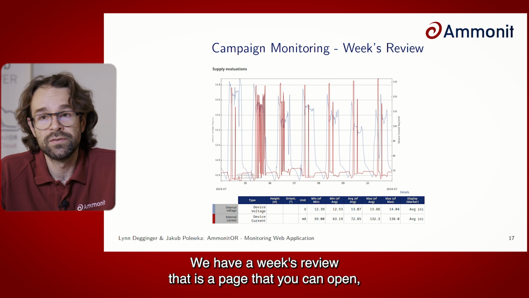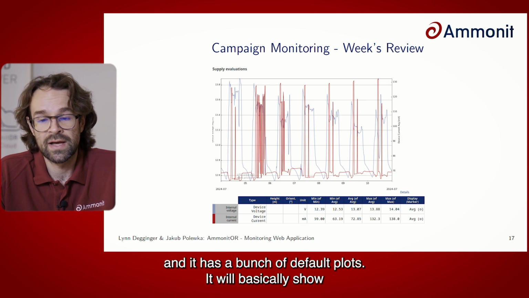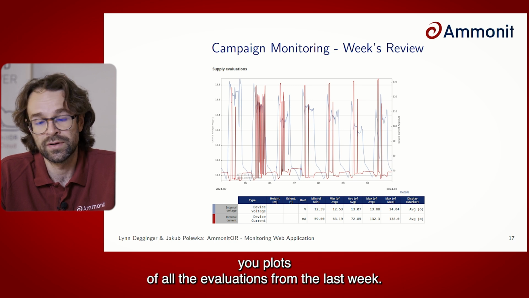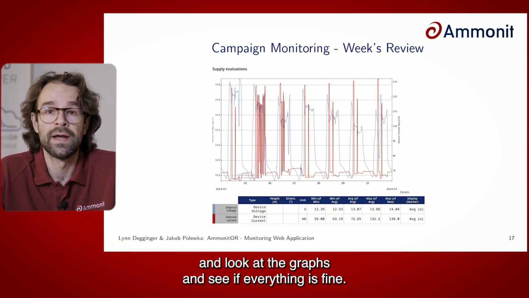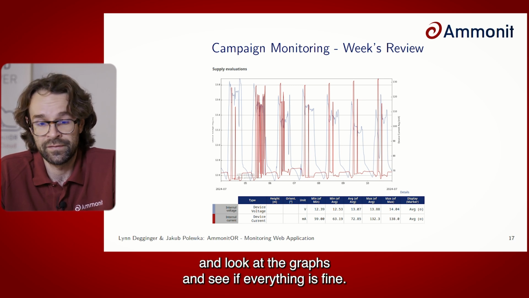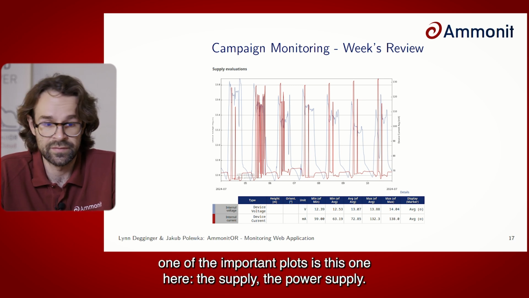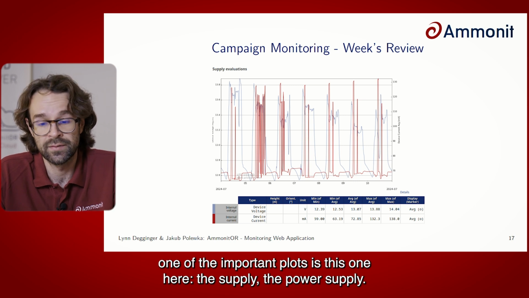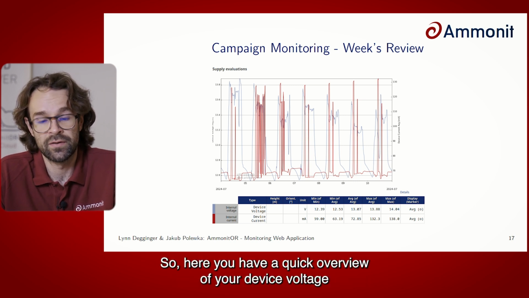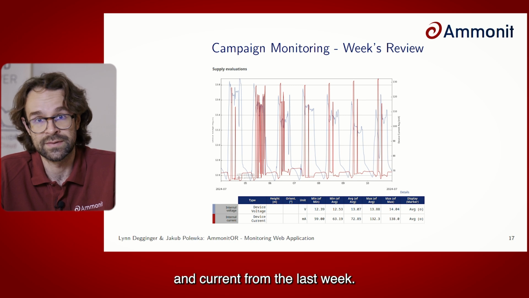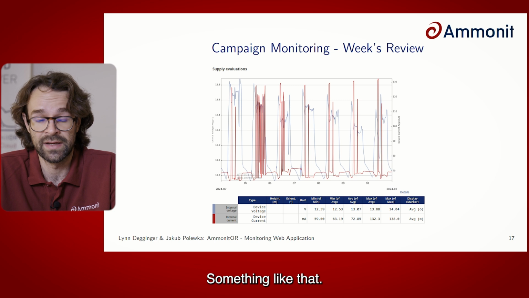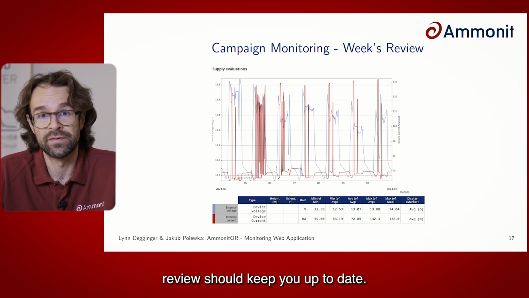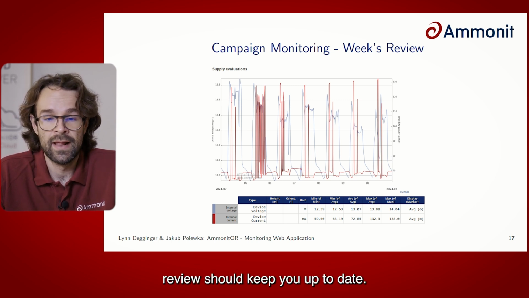We have a week's review. That is a page that you can open, and it has a bunch of default plots. It will show you plots of all the evaluations from the last week, which allows you to quickly scroll down, look at the graphs and see if everything is fine. For instance, one of the important plots, like in here, is the power supply. Here you have a quick overview of your device voltage and current from the last week, and you can see if there are some problems with batteries or something like that. So a quick scroll through week's review should keep you up to date.